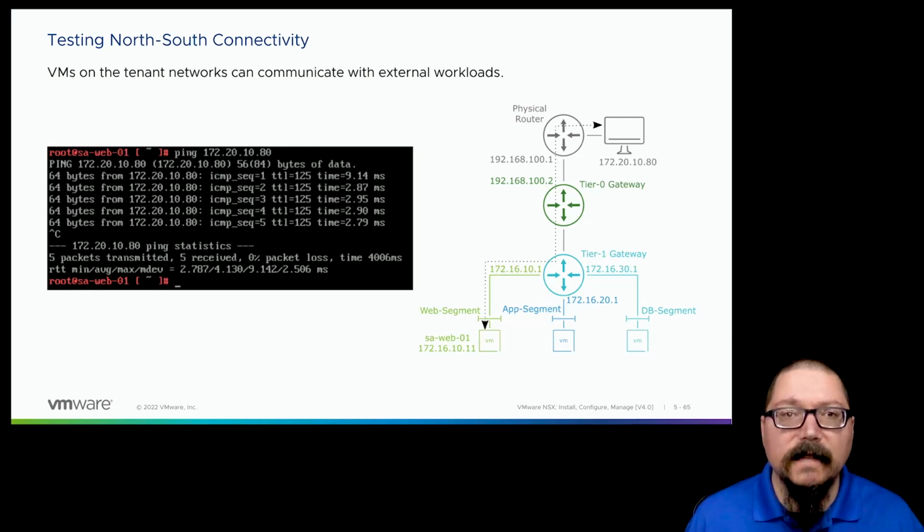Once we've got our connectivity set, we want to test that, right? We want to make sure that we've got things set the way we expect them to be set. And so what we can do to validate that is simply to try and say ping from a workload inside of NSX to a workload outside of NSX and vice versa. If that works, we know we've got it right.